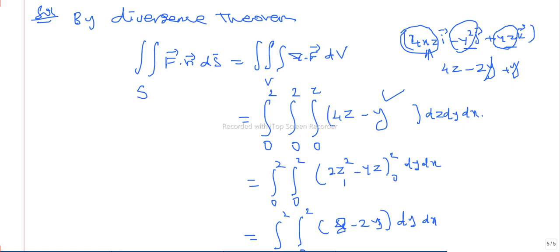So these are all things in vector calculus. We'll try to solve other problems in the next class. Okay, now we start the class.